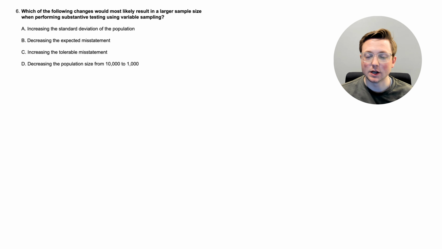All right, here we are at question 6. Which of the following changes would most likely result in a larger sample size when performing substantive testing using variable sampling? Option A, increasing the standard deviation of the population. Option B, decreasing the expected misstatement. Option C, increasing the tolerable misstatement. Or option D, decreasing the population size from 10,000 to 1,000. So again, which of the following changes is most likely going to result in a larger sample size?